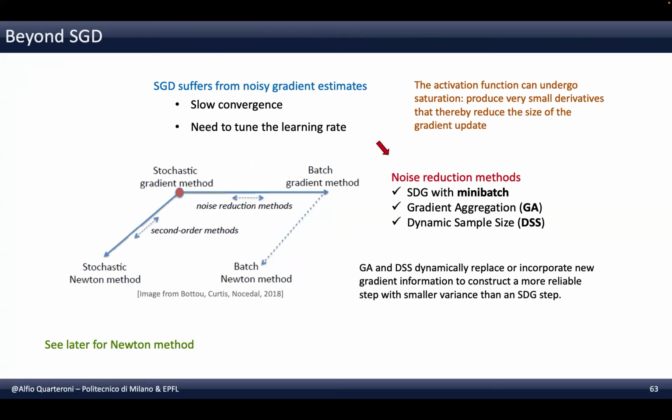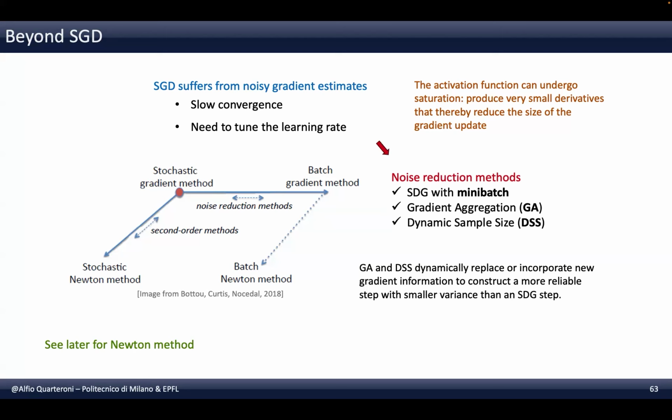You can go beyond the SGD to try to mitigate the dependence on the estimate of the gradient, which may be very noisy. This is because the activation function can undergo what is called saturation, and can produce very small derivatives that reduce the size of the gradient update. So we're not updating anymore if the gradient goes to zero. There are algorithms that allow you to deal with that.